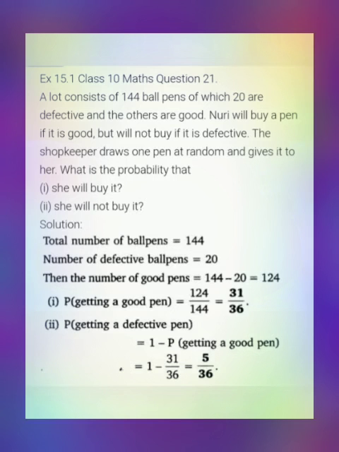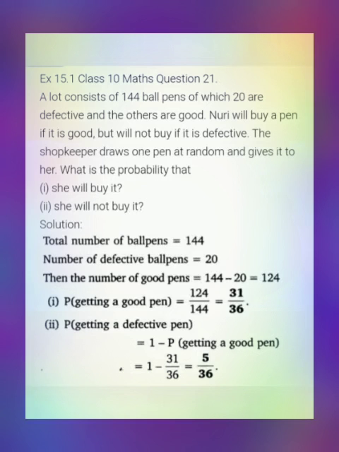Okay. Now, let us see the first condition. If the pen is good, Nuri will buy it. For that, what is the probability? That means the probability of that event can be written as P of E equal to number of favorable outcomes divided by number of total outcomes. Here favorable outcomes is number of good pens and total outcomes is 144. It's given in the question. So the probability is 124 divided by 144. So it can be simplified and the common factor is 4. So we simplify the fraction 124 divided by 144 and we have obtained 31 by 36 as the answer.